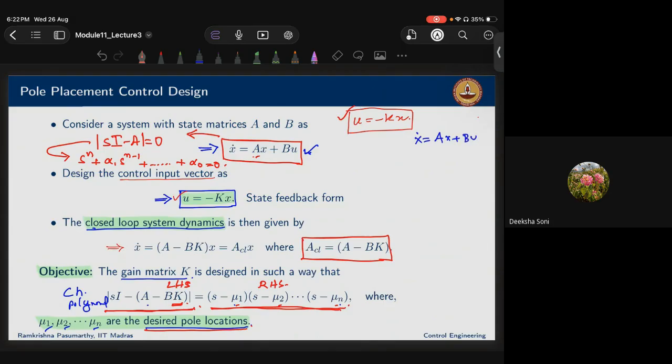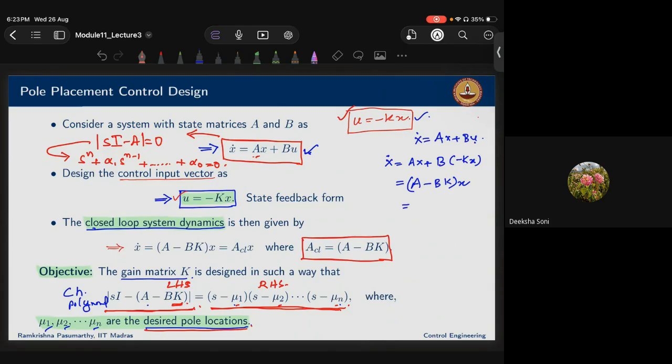We have this Ax plus Bu. We choose this control input u as minus Kx. Then substitute in place of u. What do we get? We get Ax plus B times minus Kx. Am I correct? Yes, sir. So that is nothing but (A minus BK)x. Am I correct?